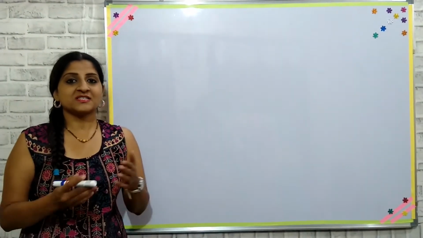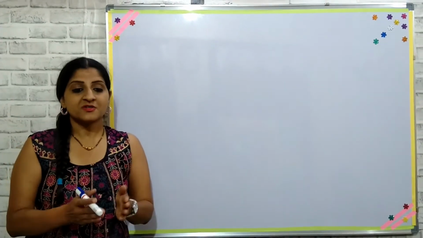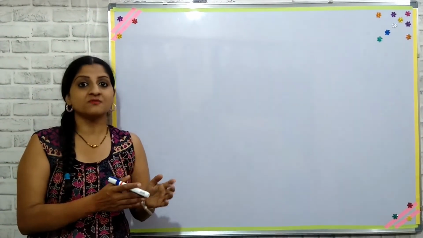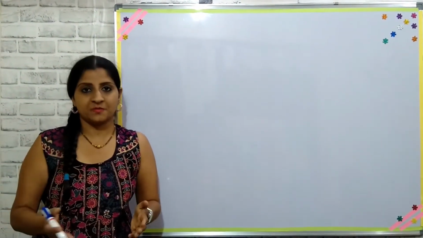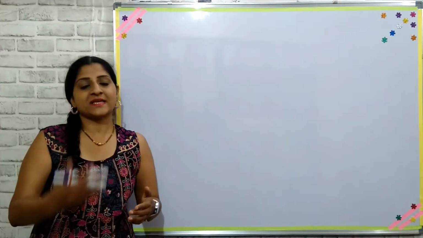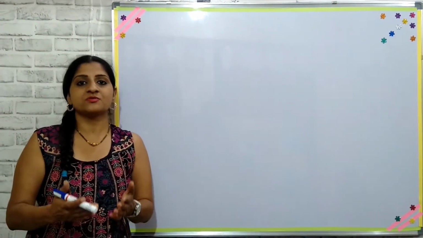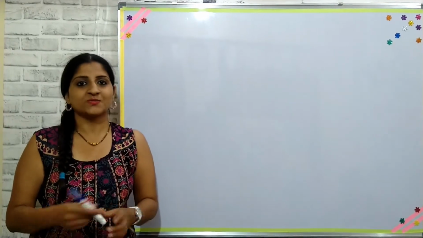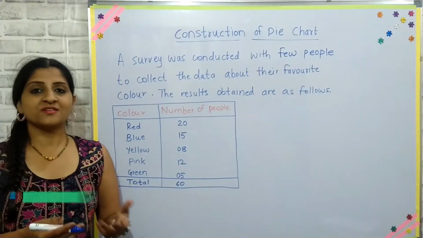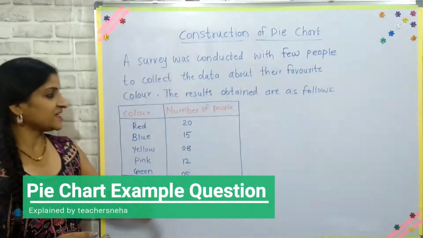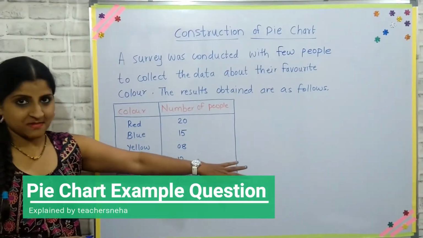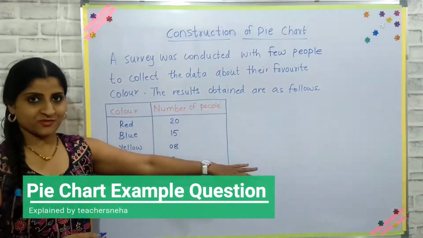Construction of a pie chart is divided into two parts. In the first part, we have to calculate the angle which will represent each sector on the pie chart, and then in the second part we have to plot those values to make our pie chart. So let's begin. To learn how to construct a pie chart, I have selected one question here as an example. So we are going to solve this question here.